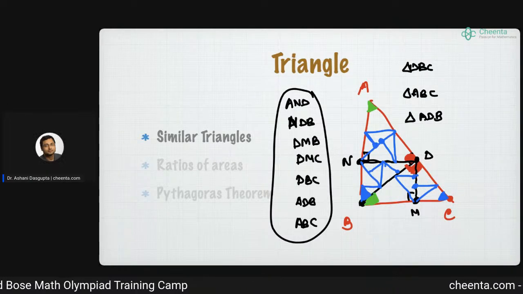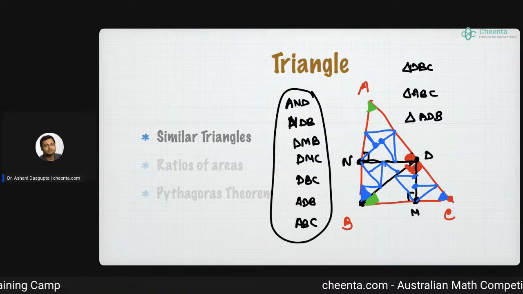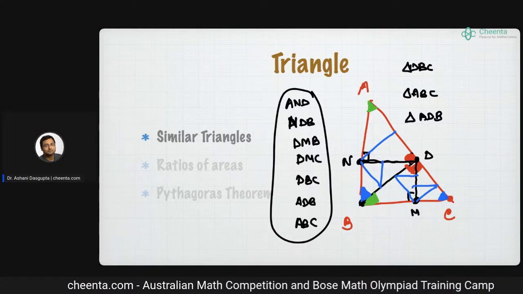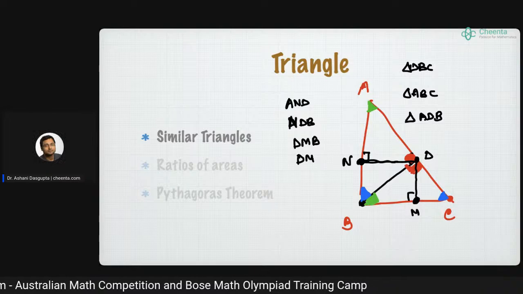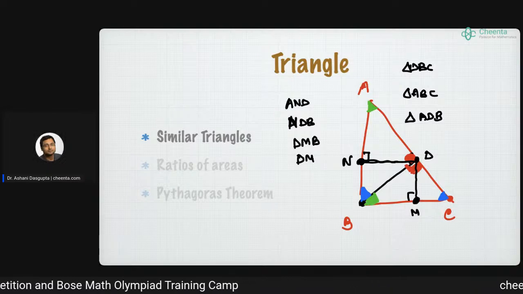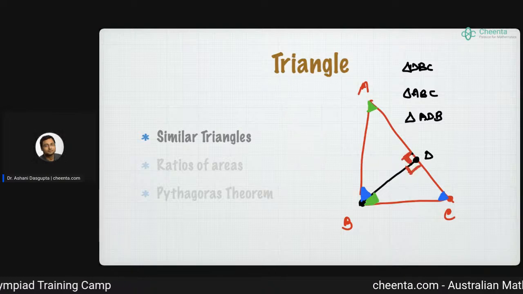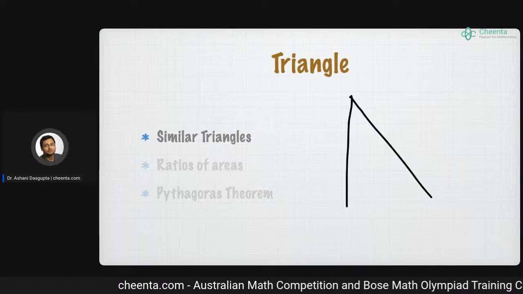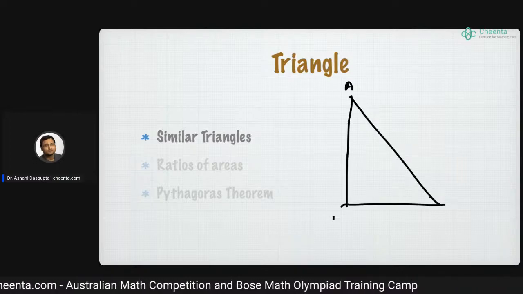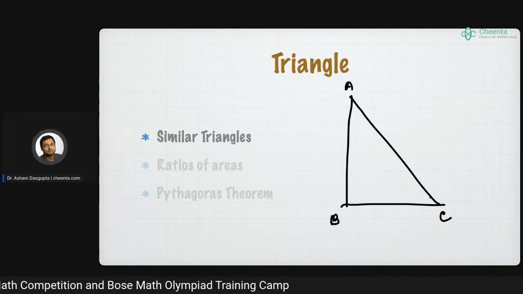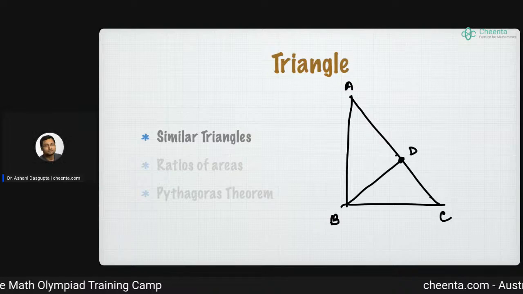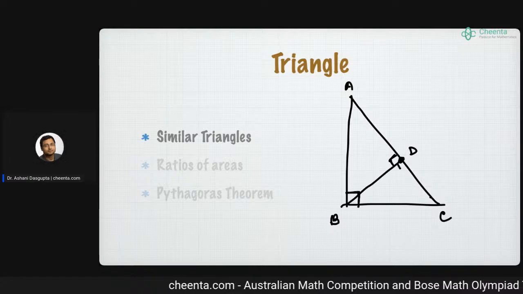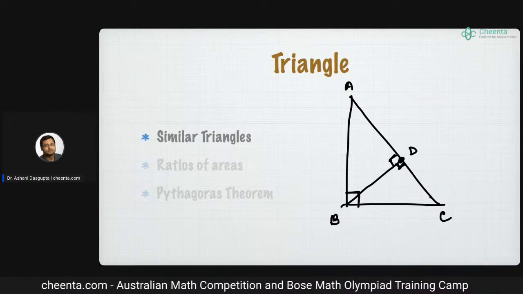So let's see how we can say that. Maybe I can just clear everything and draw a fresh picture. So what do we know about this picture? We have A, B, C, and from the point B we drop a perpendicular, let's say D, and all we know is that angle B here is 90 degrees, these two are 90 degrees. That's all we know, right?